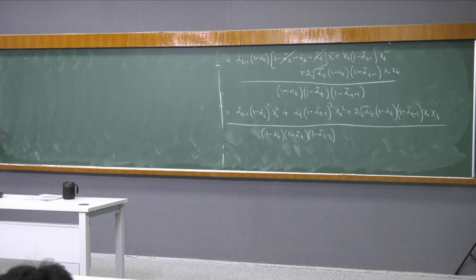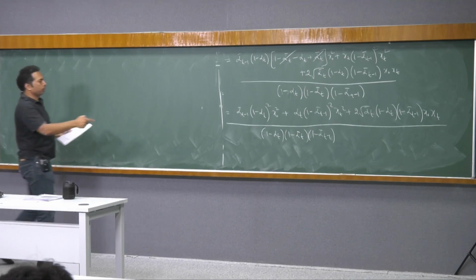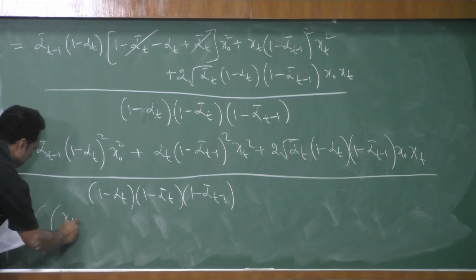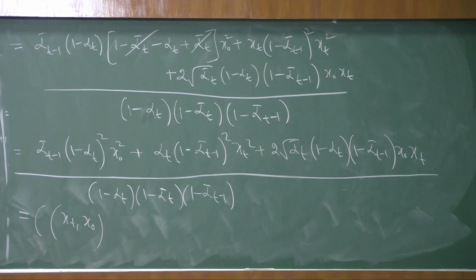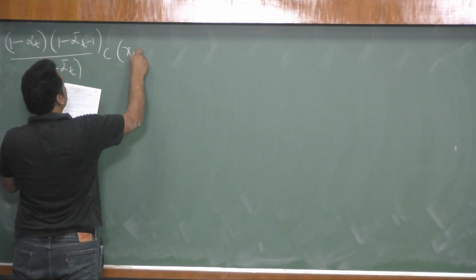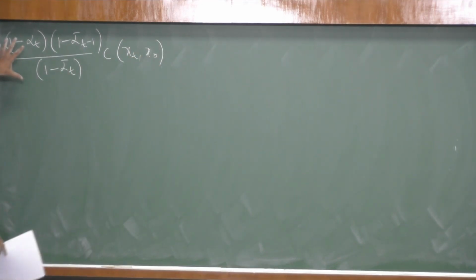So what we have done is this is just the C part. We have rearranged things so that this is exactly C x_t x_0 that we started with. So this is a simplified expression for C, and then what we had to look at was (1 - alpha_t)(1 - alpha bar_{t-1}) divided by (1 - alpha bar_t), and C x_t x_0. If you recall, this term is what we were saying will be equal to that b squared that we are talking about.